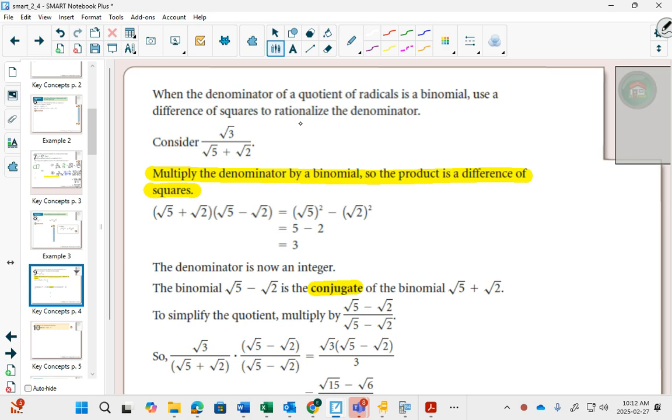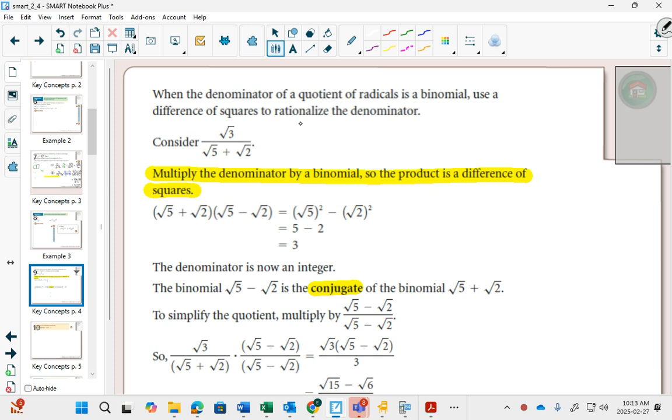Well, there it goes. There's the highlight. This is on page 124. So we call the same binomial with a different sign in the middle a conjugate. A difference of squares is multiplying two conjugates. It's a really weird English word in math. It doesn't come up very often, but if you can remember that when you have a difference of squares, when you have one plus and one minus, those are called conjugates of each other.